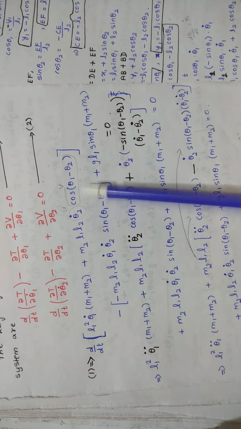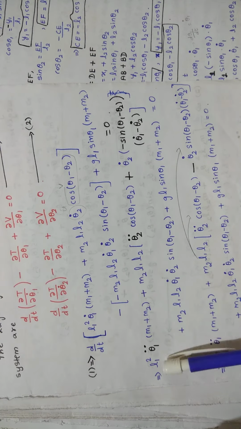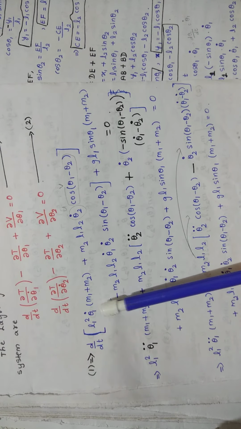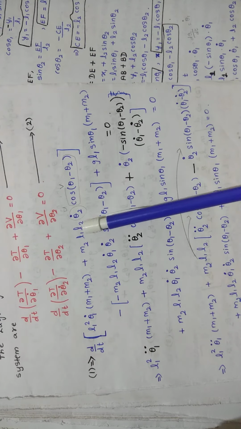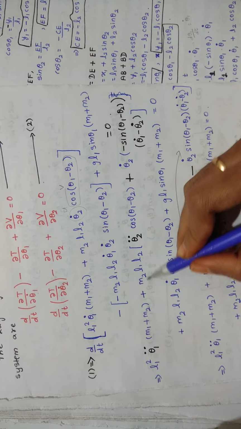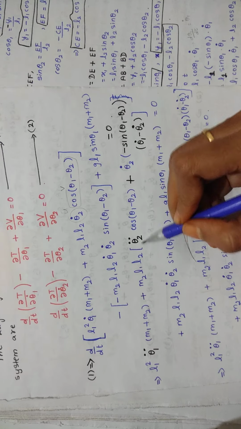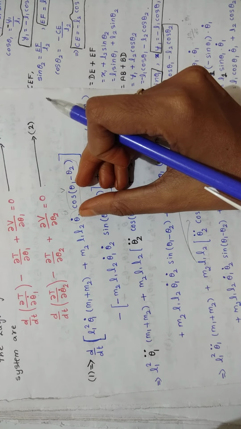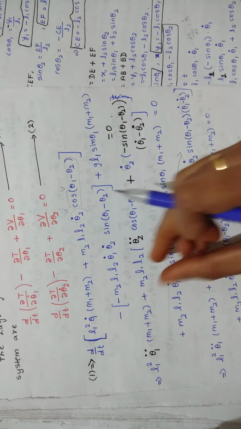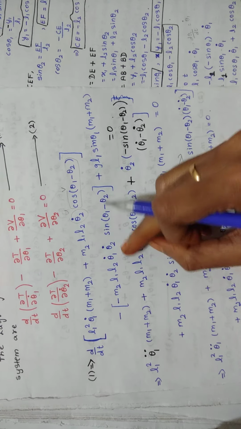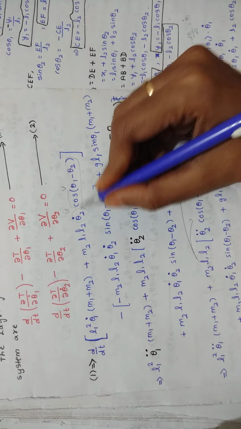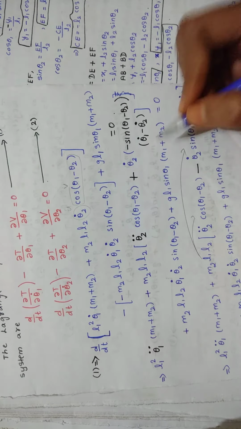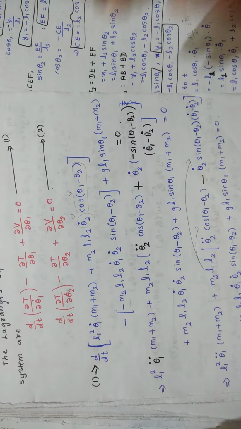So when you differentiate this, you will get L1 square. When you differentiate theta 1 dot, it will become theta 1 double dot, and put this (m1 plus m2) plus m2 L1 L2, right? And you are going to differentiate this in UV format. So write these values and put this bracket. Start the square bracket, and then you differentiate this in UV format. I hope you know that UV format of differentiation.